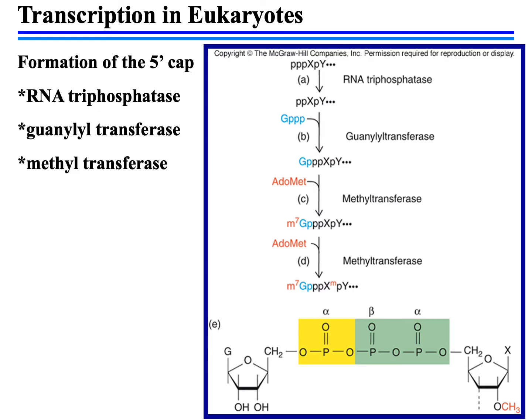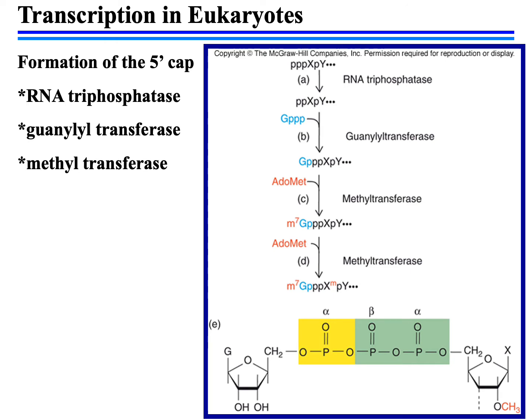Okay, so let's go ahead and look at these processes in a little more detail. We'll go ahead and start with the 5' cap addition. As I mentioned previously, the addition of the 5' cap serves many functions for the messenger RNA in a eukaryotic cell.